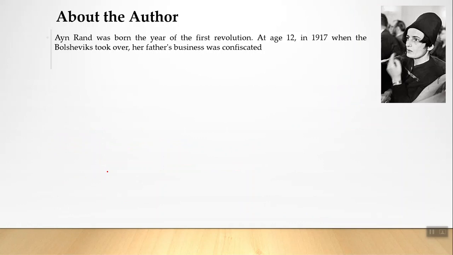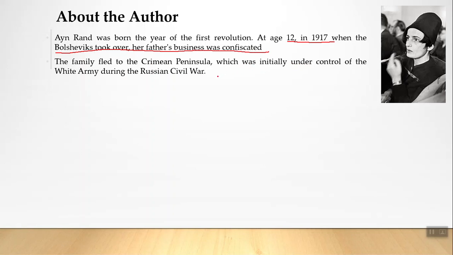Ayn Rand, as I said, was born the year of the first revolution, in 1905. She was 12 in 1917 when the Bolsheviks took over, and when they took over, her father's business was confiscated. She is part of the bourgeois class, so particularly facing persecution. So during the Civil War, the family goes to the Crimean Peninsula, which was under control of the White Army, seeking protection there.